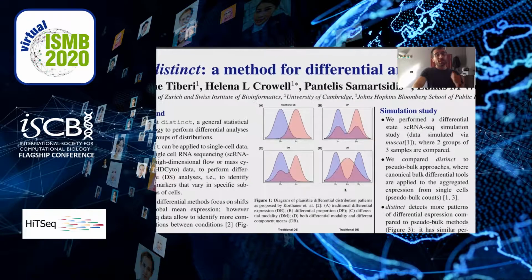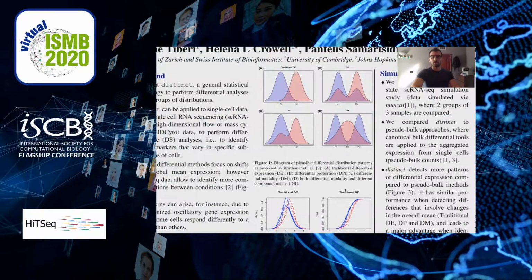This is available as a Bioconductor package, and we will have in 1 or 2 months a preprint with the method details and the full benchmarking.